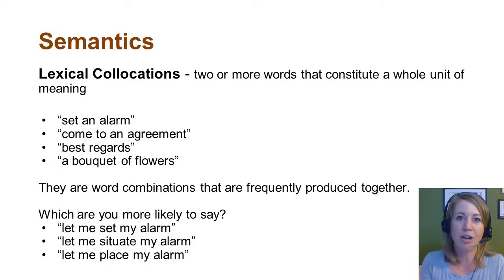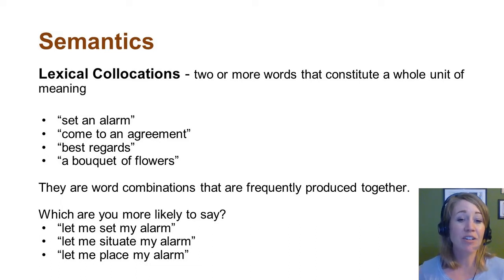Just think about these as word combinations that we use when we're communicating something. He sent me a bouquet of flowers. I'm going to start with the article a, bouquet, adjective, preposition of, flowers, noun. That's a combination of words that we use frequently when we're talking about flowers. But let me paint it this way. Which are you more likely to say? Let me set my alarm. Let me situate my alarm. Let me place my alarm. I'm guessing of those options, you're more likely going to say, let me set my alarm.